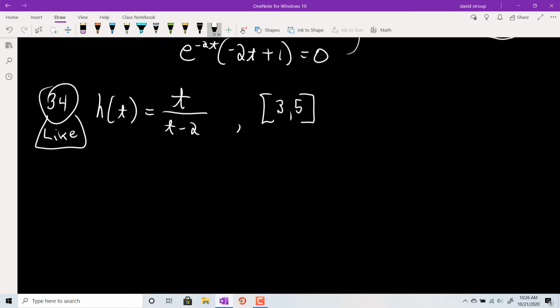Okay, so we need the derivative. I'm going to do the quotient rule: low d high minus high d low, all over the low squared.